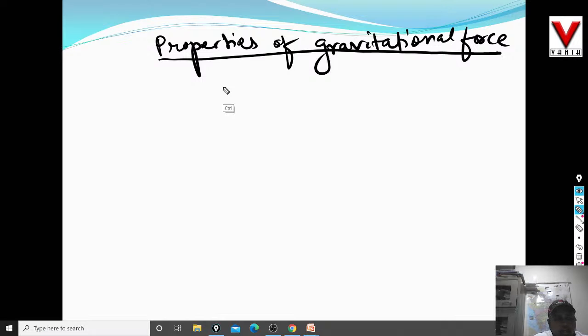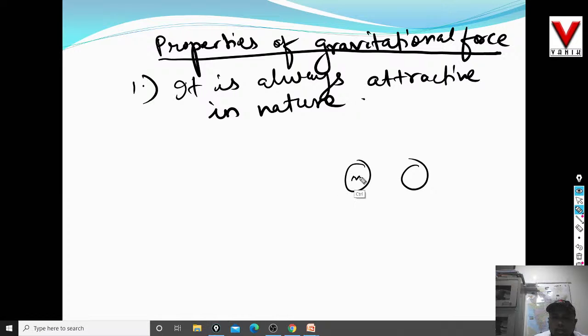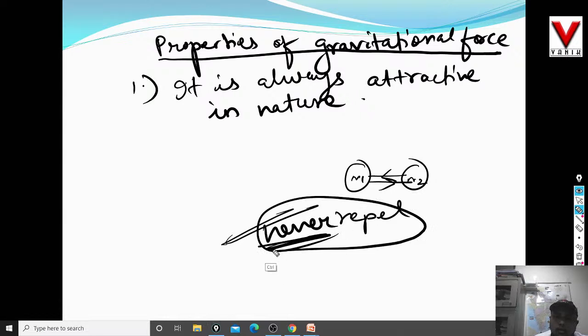Properties of gravitational force. Gravitational force has generally two properties. First, it is always attractive in nature. That means if I have two bodies, say M1 and M2, M1 will always attract M2, and M2 will always attract M1. They will never repel each other. Do remember, they will never repel each other.